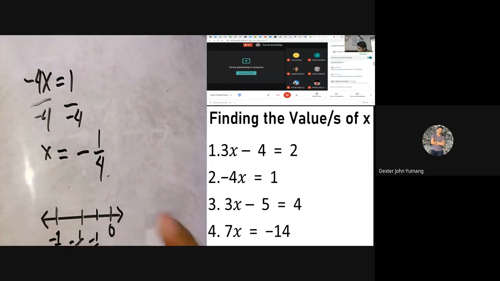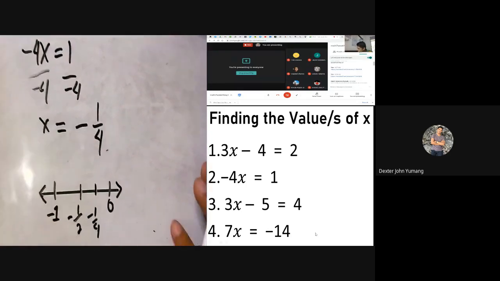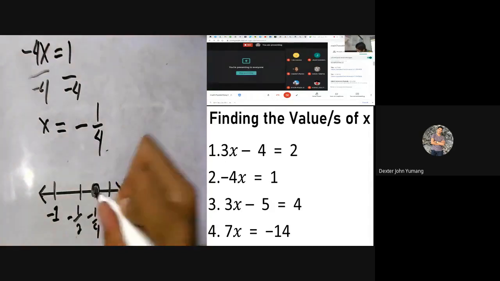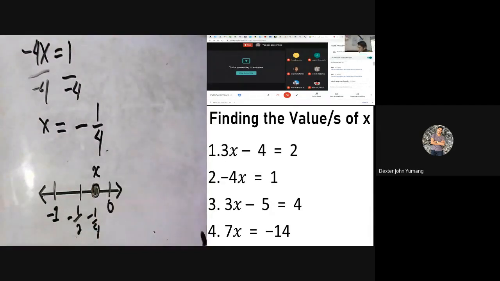Okay? So allow me to raise it up. So if this is 1, dito ang 0, kalahati nyo is negative 1/2. Kalahati ng negative 1/2, negative 1/4. Okay, then you shade it. Then you write x. Okay? So that is now our solution or graphical solution. So please copy for this example. Type done if you're done.